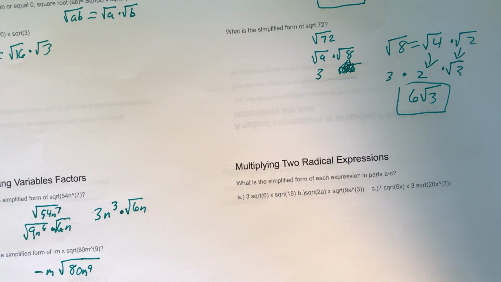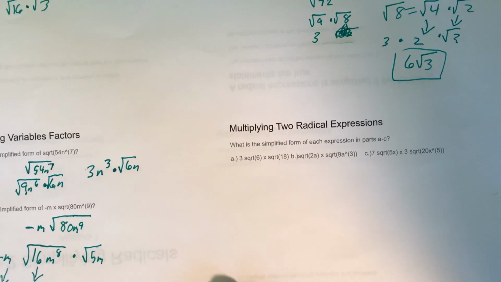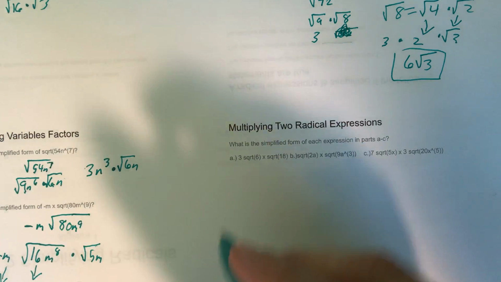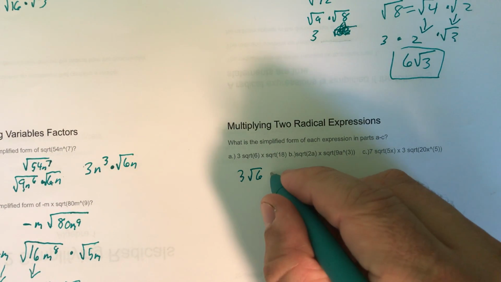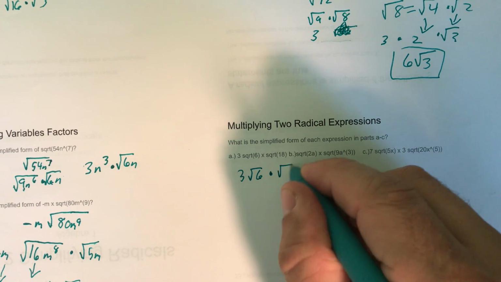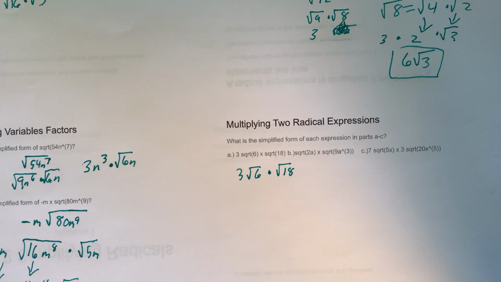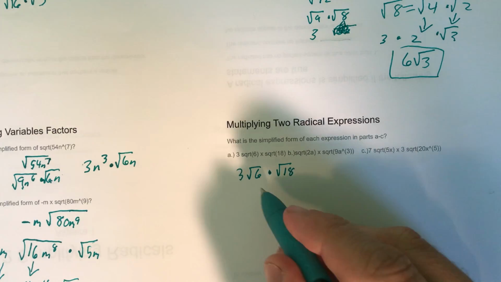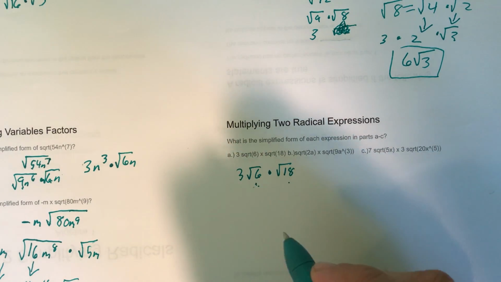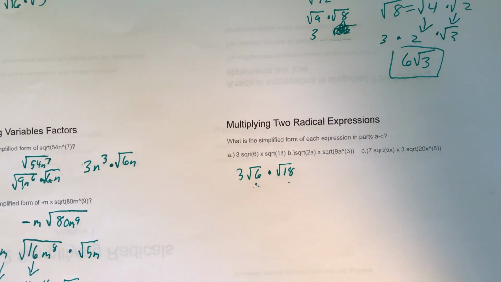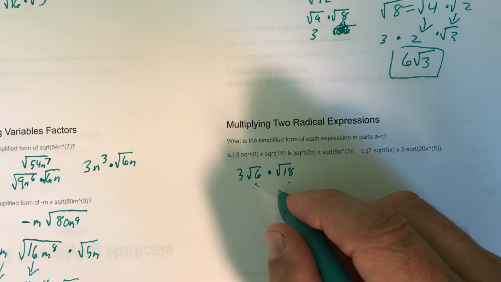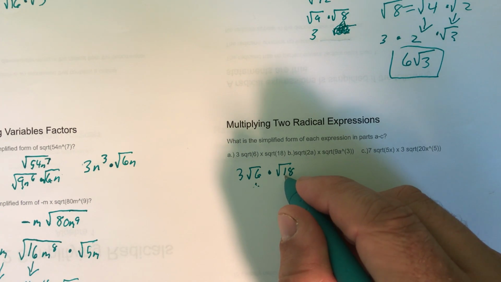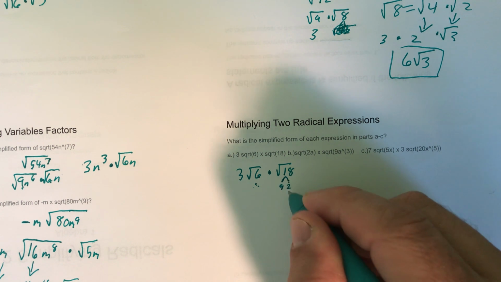Okay, multiplying two radicals. We have 3 square root 6 times the square root of 18. Before I can multiply these together, I have to have what's in the radical be the same, because it's like having x's. This would be like having an x and a y. I can't combine those. So let's see, can we do 9 and 2?